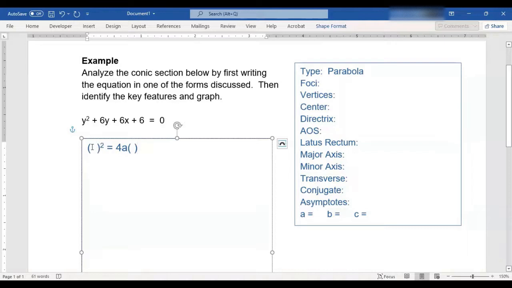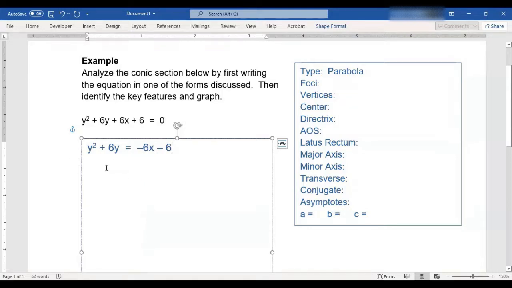So that means I need all of the y variables on one side, and then everything else has to be on the other side, since this is where the x value is going to be. To begin with, I'm going to keep anything that has a y attached to it on the left, and I'm going to move everything else over to the other side. So I'm going to subtract 6x, and then I'll subtract 6. Cool. So my first goal now is to get that perfect square on the left-hand side.